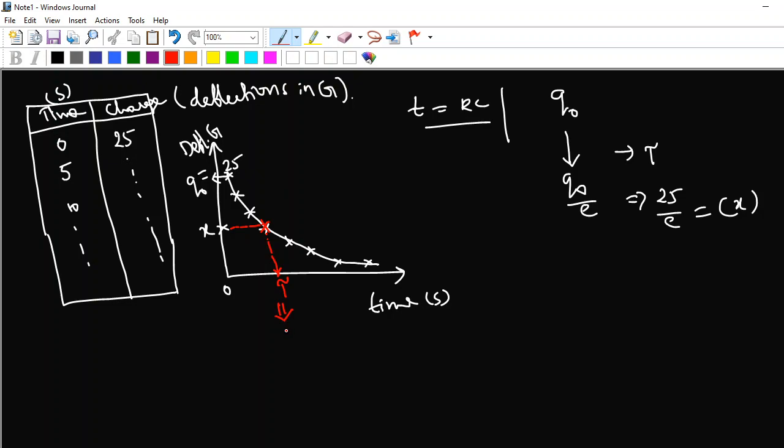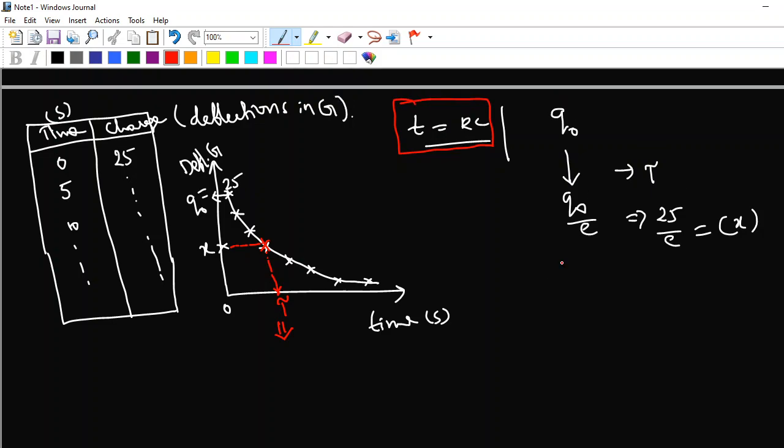So the time constant that we got here through the experiment and the time constant that we can calculate from theory have to match. This is what we are going to do in this experiment using the simple circuit which we have just seen. So this is about the theory behind this particular experiment. Thank you.